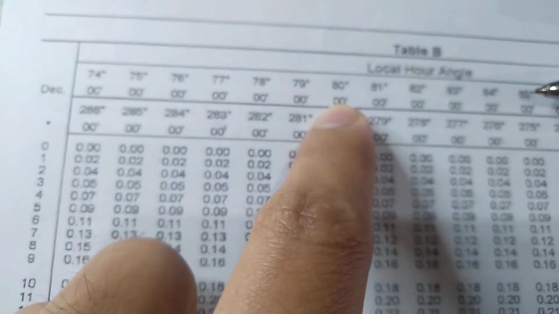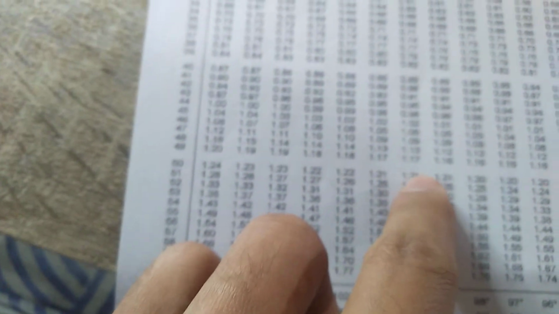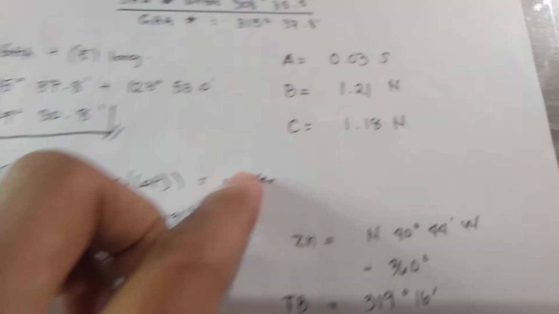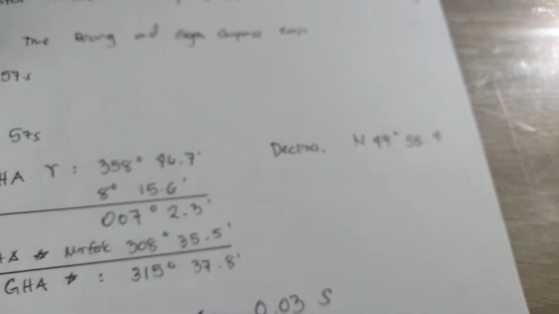And then for table B, LHA 80 degrees here, and the declination is 49. No, that is 50. Okay, so 50 and then 80 LHA, 1.21. So north, because we're basing it on our declination north.